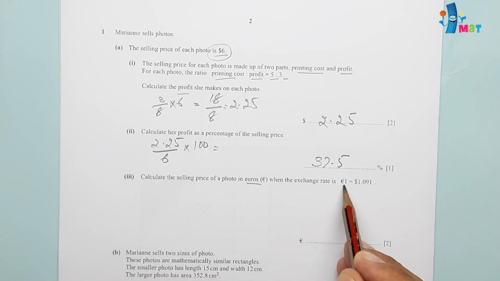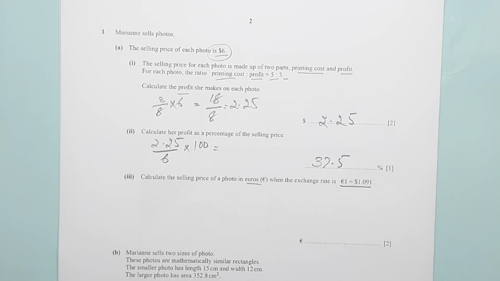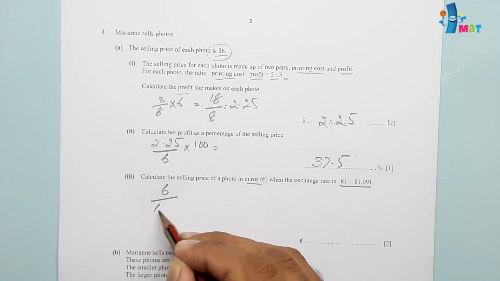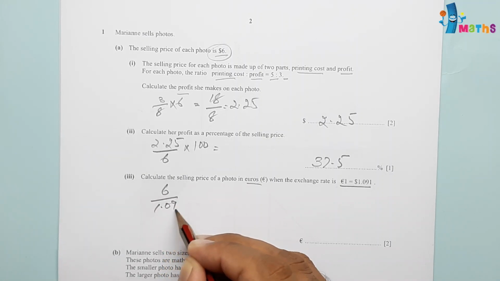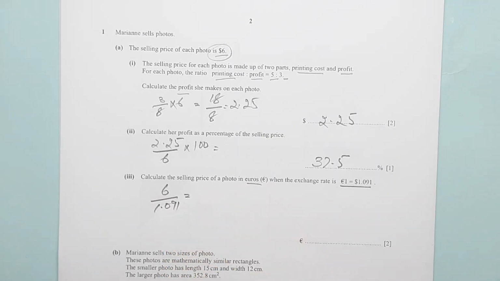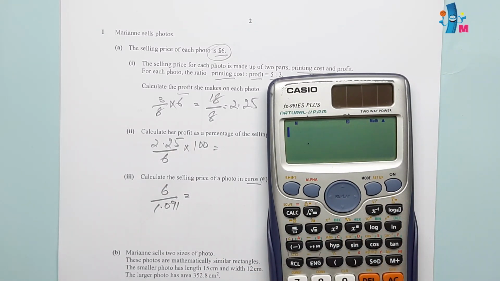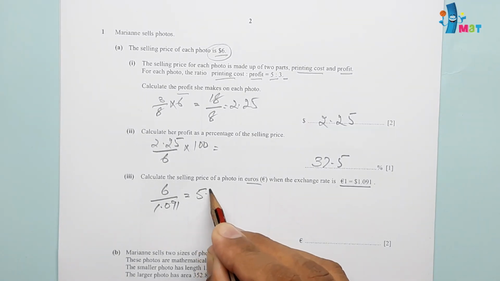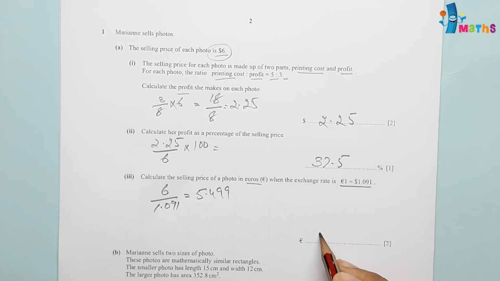Third part, calculate the selling price of a photo in euro. The exchange rate is €1 is equal to $1.091. So the conversion will be 6 divided by 1.091, which is equal to 5.499, which will be approximately equal to 5.5 euros.